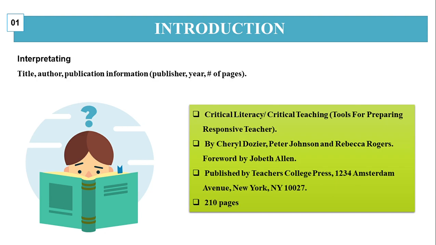This section contains the interpretation, which is the title, author, publication information, publisher, year, and the pages of the book. So the title of the book is Critical Literacy, Critical Teaching, Tools for Preparing Responsive Teachers. The authors of this book are Cheryl Dozier, Peter Johnson, and Rebecca Rogers, foreword by JoBeth Allen. This book was published by Teachers College Press, Amsterdam Avenue, New York 10027, and this book contains 210 pages.